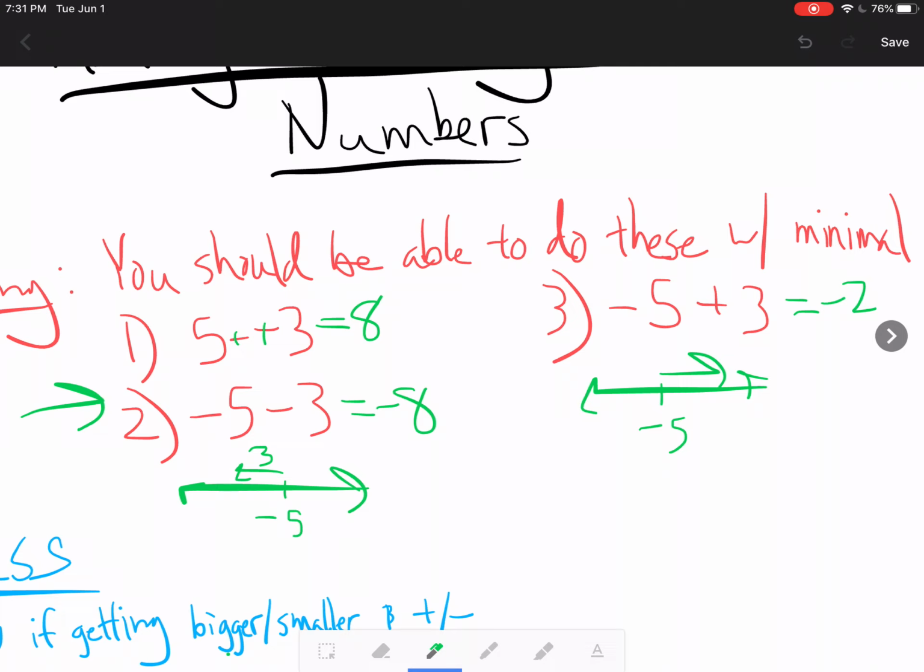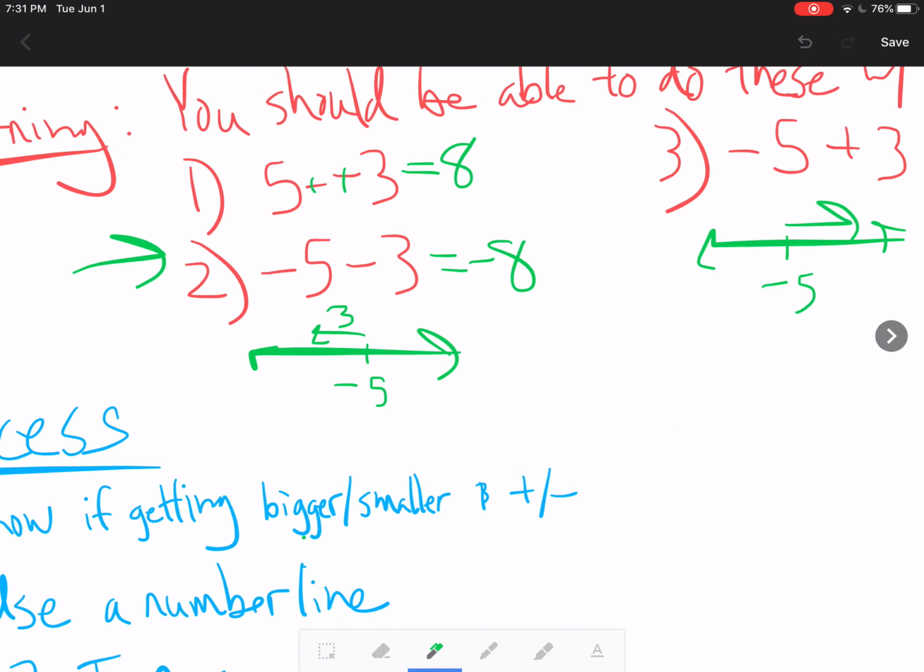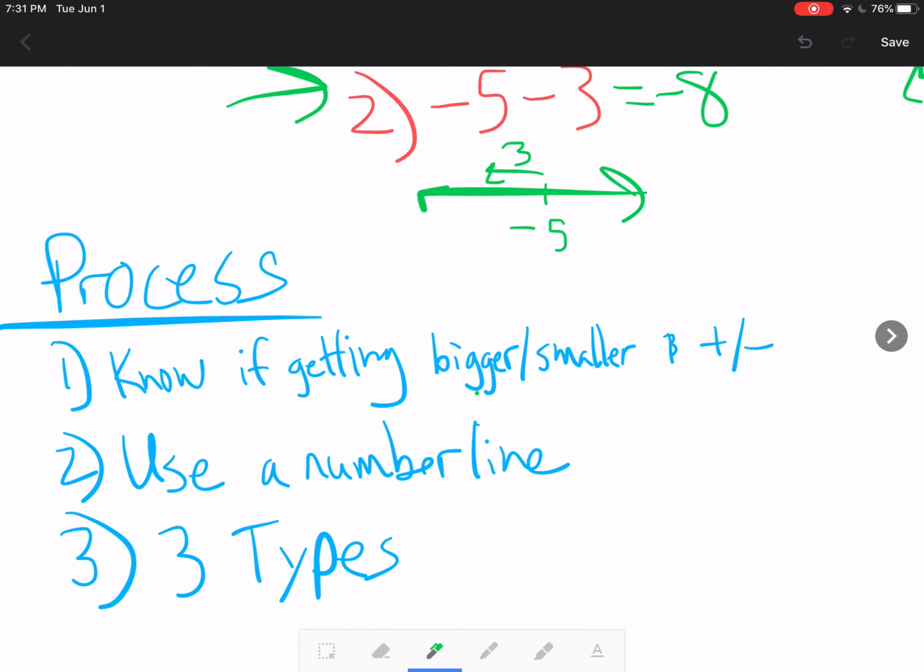So again, if you feel confident with this, let's rock and roll and let's do some more math. If not, pause and let's focus on these skills first. So now, to the rational numbers. Let's talk about the process.